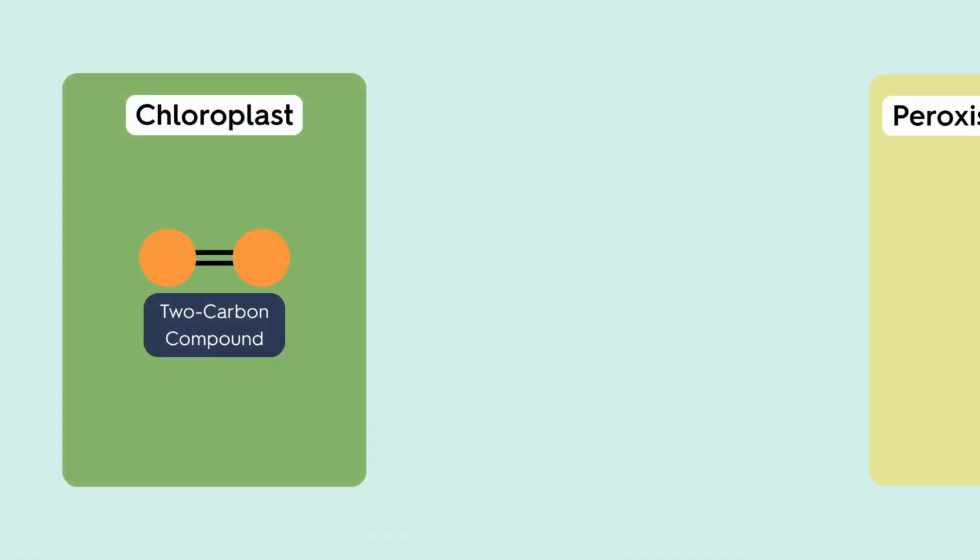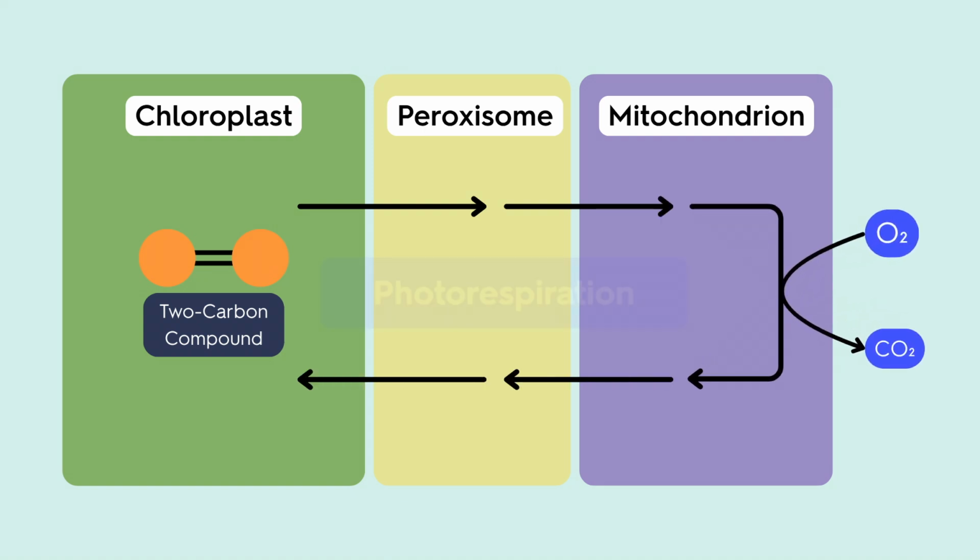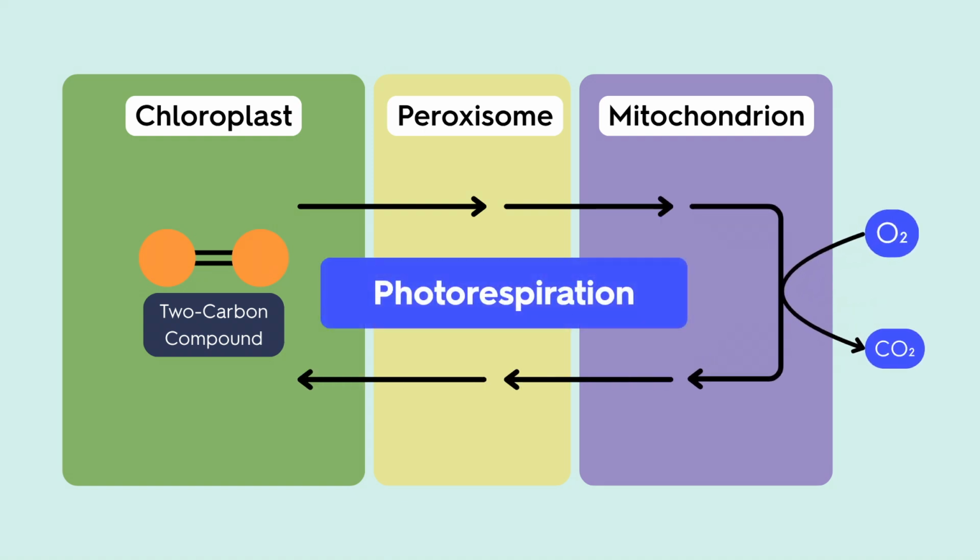Next, the plant sends that 2-carbon compound through a recycling route that moves across 3 organelles: the chloroplast, the peroxisome, and the mitochondrion, then back again. That's why photorespiration is best understood as a pathway, not just a single reaction.